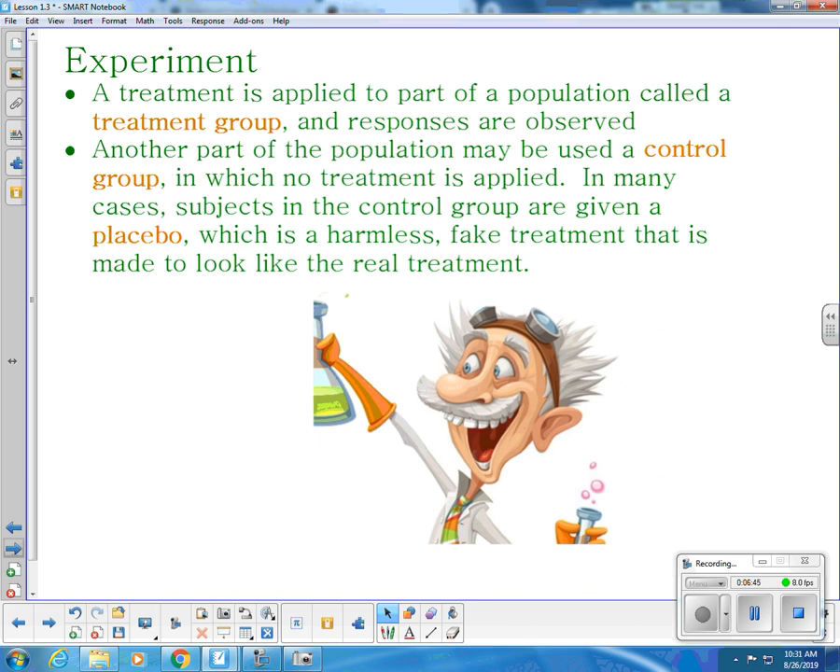So back in elementary school, you maybe grew plants, and one you tried to put extra water or something to see if it would grow better, and one you just watered regularly. So you'd have a control group where you just treat normal, and the treatment group you're applying what you're trying to study the effects of. Okay?